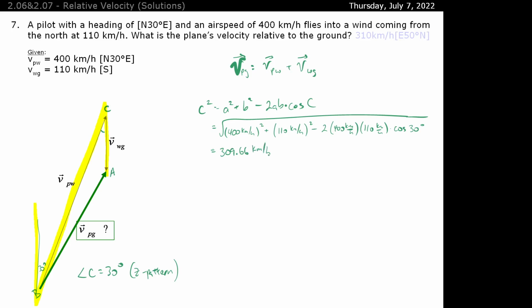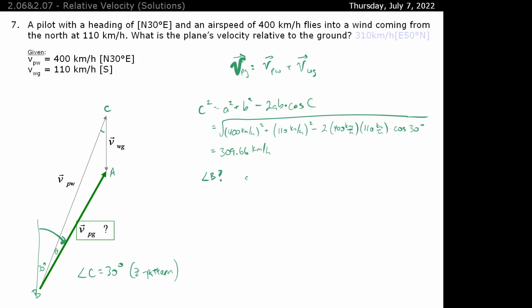Good. Next thing we've got to figure out is what exactly is this angle. Well, actually, not that one. This entire angle here relative to north. To get there, we have to add 30 degrees with mystery angle B. So we've got to find out what angle B is.